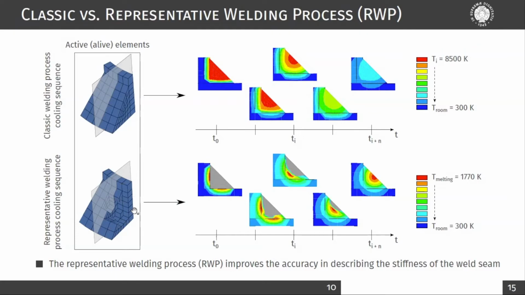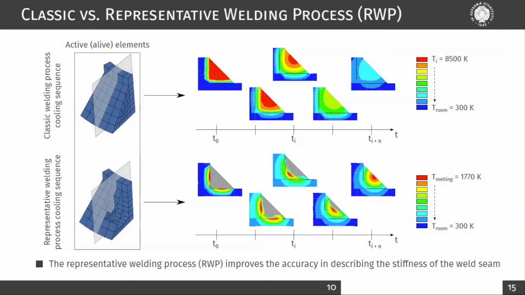The second method, identified as representative welding process, can be considered as an improvement of the other one. In this case, a correlation between element activation and element temperature is added. From the figure, it is possible to identify a sequential activation of the elements with a temperature lower than the melting point. The result thus obtained represents what is expected from the solidification of a pool of molten metal during the welding process, and it is likely to better reproduce the stiffness contribution of the seam weld.